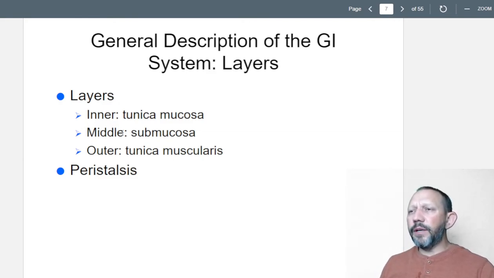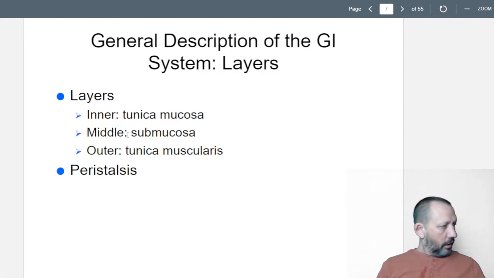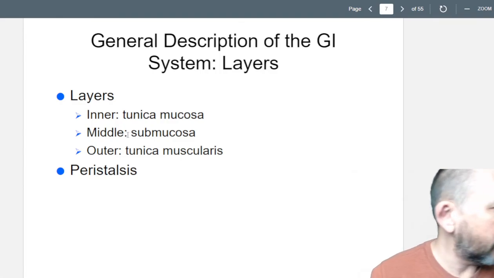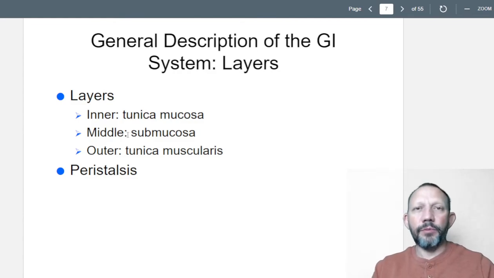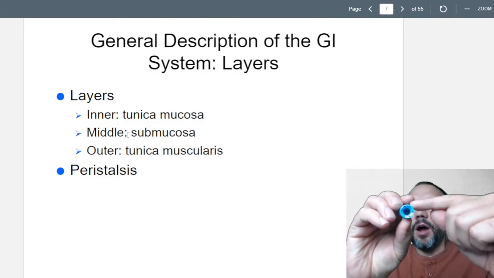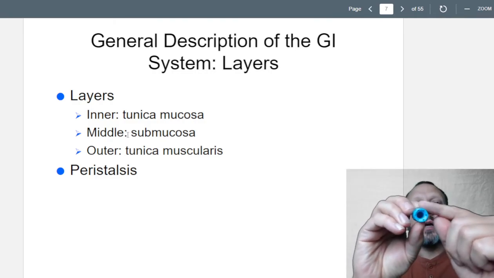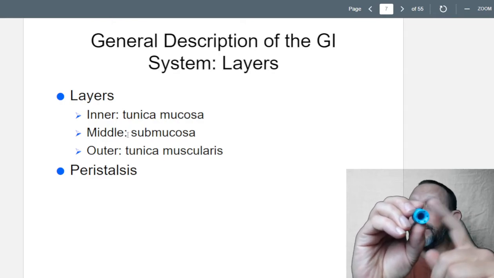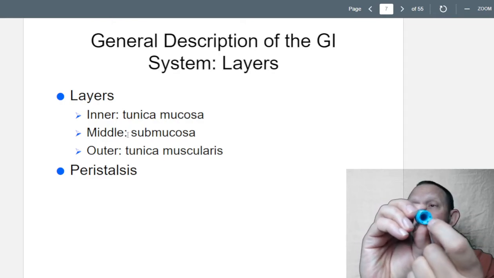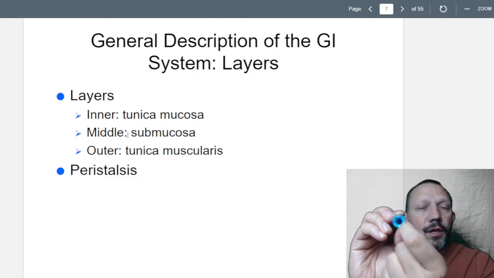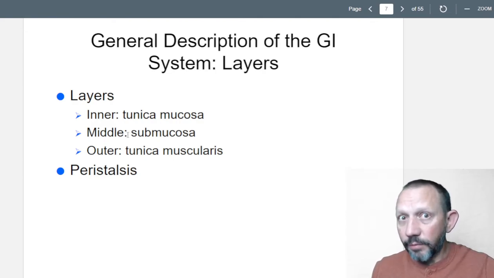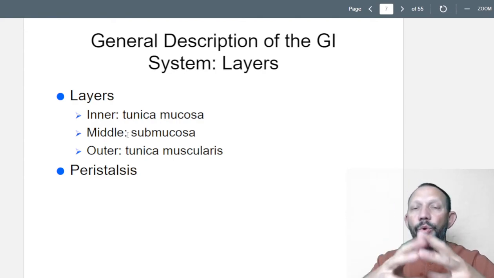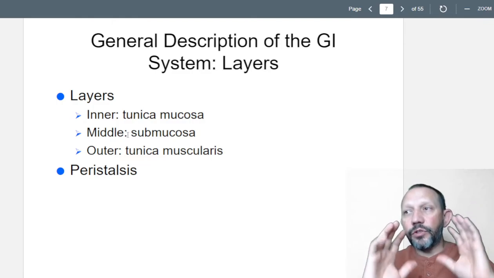So we have layers. Remember, we're talking about the inside of the tube. I don't have a tube here to show you. I've got to have something that looks like a tube. Okay, here, we'll use this. Always like examples. Okay, so this is just the cap of a pen. On the outside there's actually a serosa, and then from the outside in is the tunica muscularis, and inside that is the submucosa and then the mucosa. The mucosa makes mucus. The submucosa holds a lot of the glands.